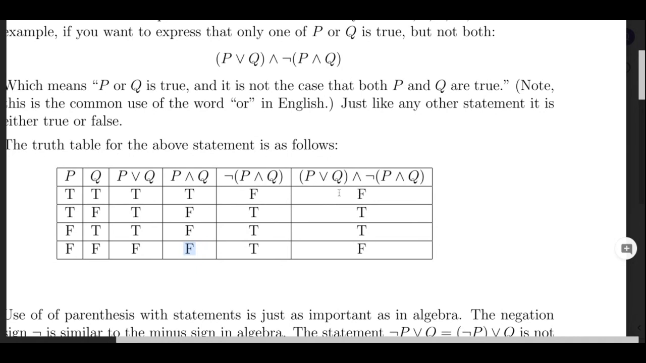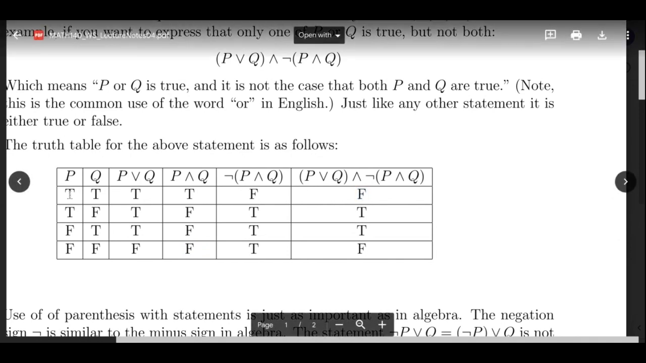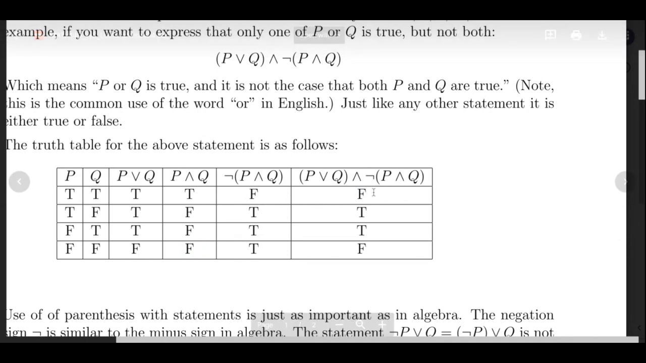Then combine both of them. Combine P or Q, not P and Q, with the and sign. So this one follows. So this is F. P is true, Q is true, and this one is false.